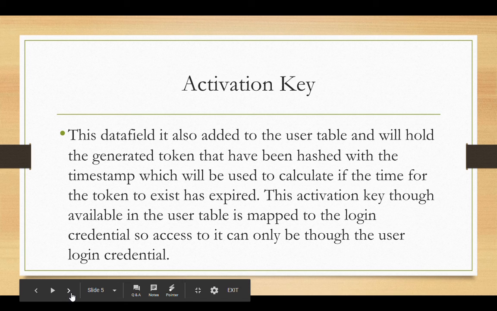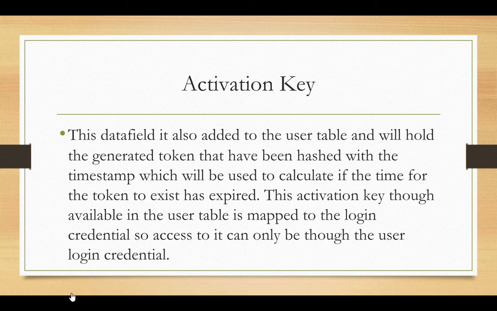Now, for the activation key, the data field is there to hold the hash of the generated token alongside the timestamp. When the user clicks the generated token link from the email that was sent, we receive the token that has been clicked. Then we rehash it and verify it with the one currently in our database to make sure it matches, so we know we are dealing with a user that exists.